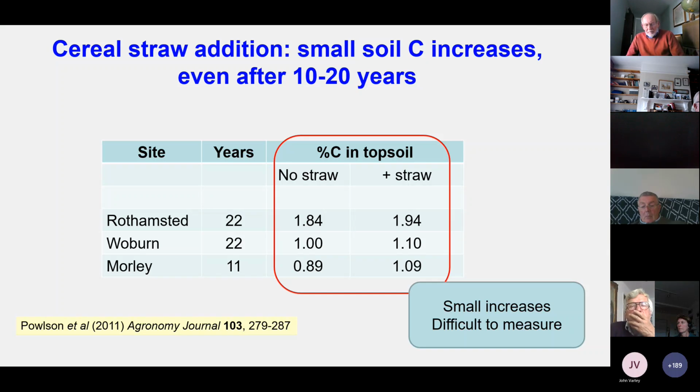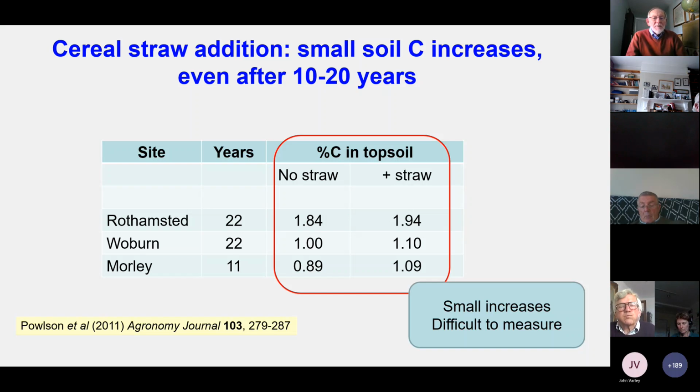Now, this is an illustration really of the difficulty of measuring real changes in soil carbon, if you like, in practical situations as opposed to long-term experiments. So we've got three sites, one at Rothamsted, silty clay loam soil, one at Woburn Farm, a sandy soil, Cottenham series, and an ADAS site, Morley. Many of you will know of this one. And in these sites, there were two treatments, either cereal straw removed or cereal straw incorporated. And they've been going on for either 20 or 10 to 20 years. And you can see the changes in soil carbon are quite small.